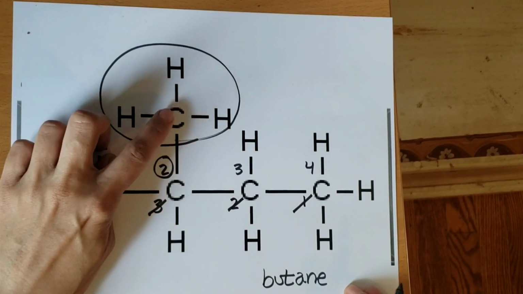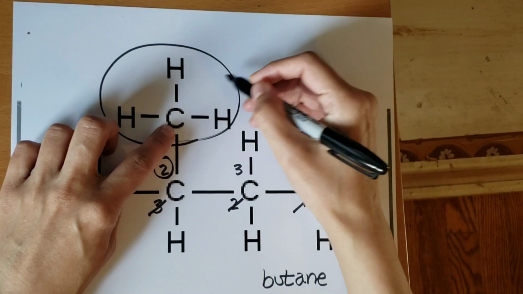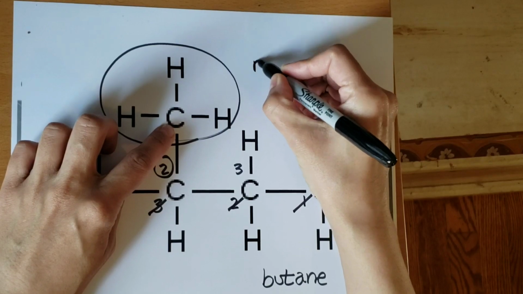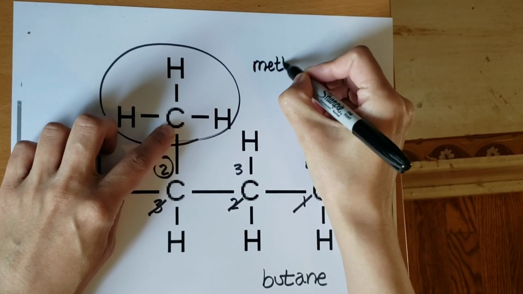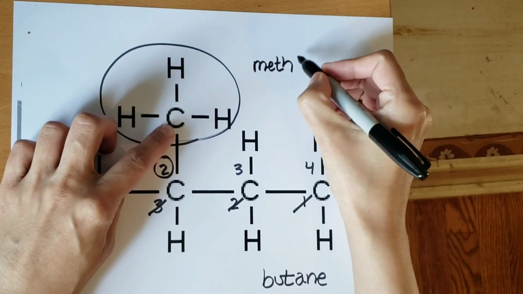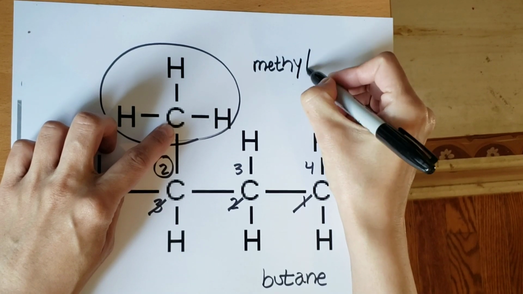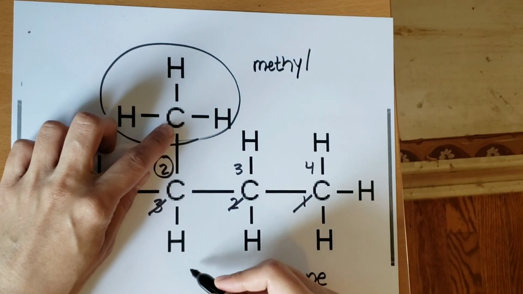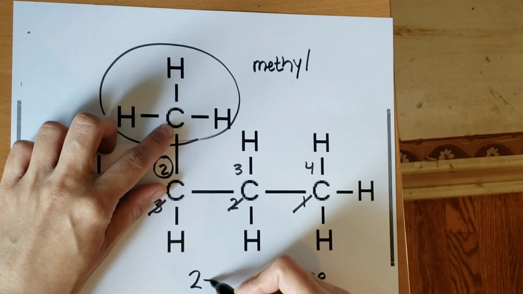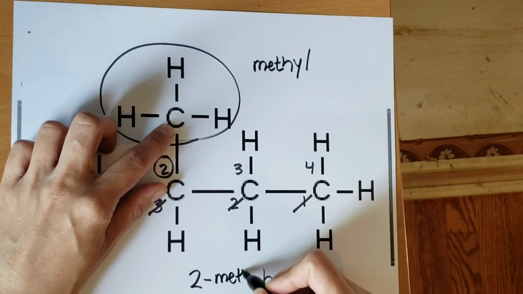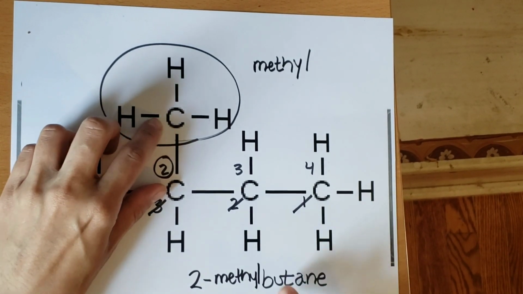So let's name the branch. This branch has 1 carbon. According to reference table P, that means it's meth. And to indicate that it is a branch, we're going to end it in YL. So this is called 2-methylbutane.